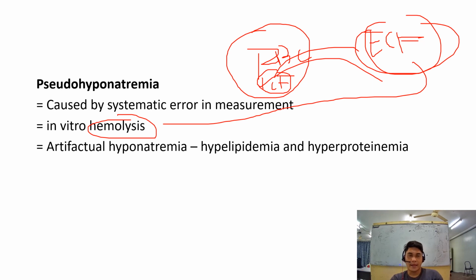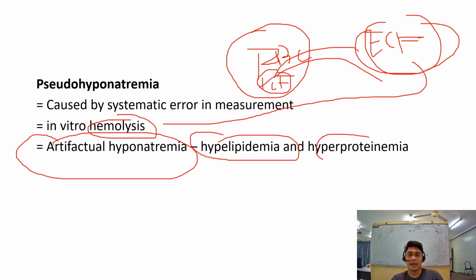And another, artifactual hyponatremia, occurs if there's hyperlipidemia and hyperproteinemia. The explanation is the same as with the increase in glucose. Your body will try to compensate by reabsorbing more water.